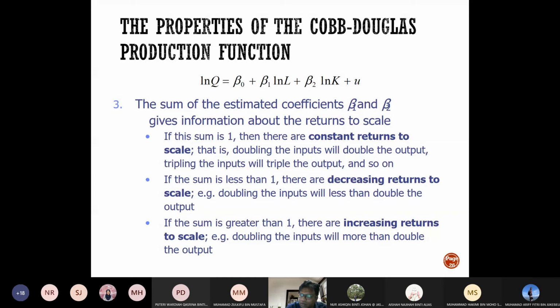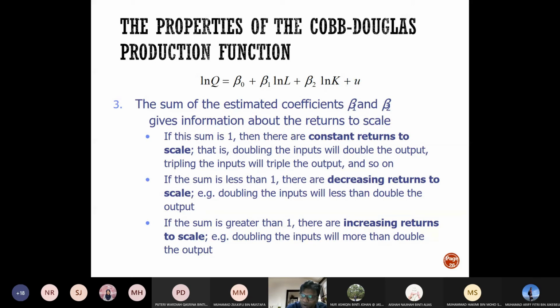Say if beta 1 and beta 2 sum to less than 1, that is decreasing returns to scale. This means if we double the input, the output will be less than double. So you know the trend: doubling the input gives less than double the output.